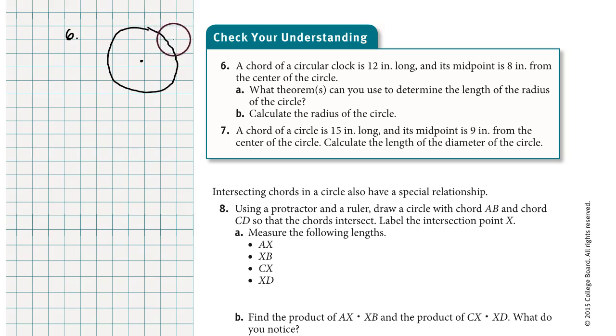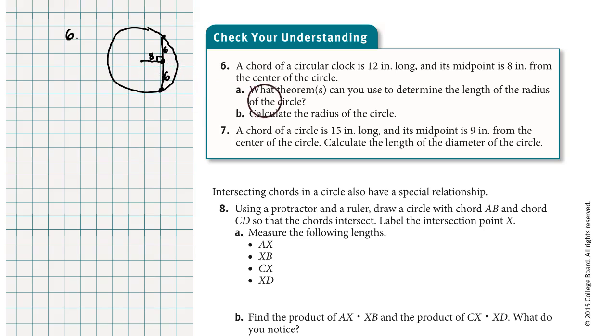It doesn't say where the chord is or anything, so let's just draw one in someplace. Maybe it goes from here down to here. That chord is 12 inches long. The midpoint of the chord, so a dot right there in the middle, is 8 inches from the center of the circle. We can label that with 8. We know that if this is the midpoint of the chord, that segment from the center that's touching the chord is perpendicular, and we know that's a 90-degree angle there. If the chord was 12 inches long, we know that this piece is 6 and this piece is 6, again because this dot is the midpoint.